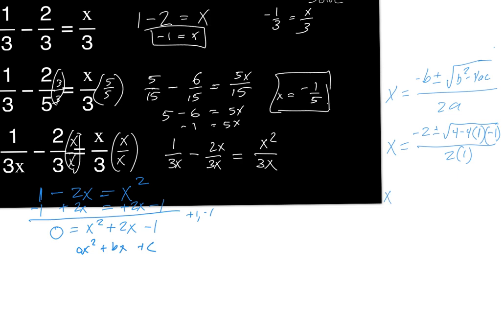Start simplifying. x equals negative 2 plus or minus the square root of 4. And then I have negative 4 times 1 times negative 1. Negative times negative is a positive. 4 times 1 plus 4. All over 2 times 1, which is 2. x equals negative 2 plus or minus the square root of 8 over 2.